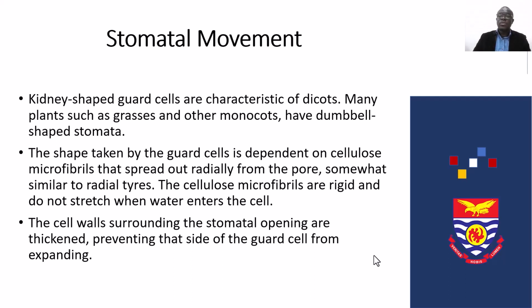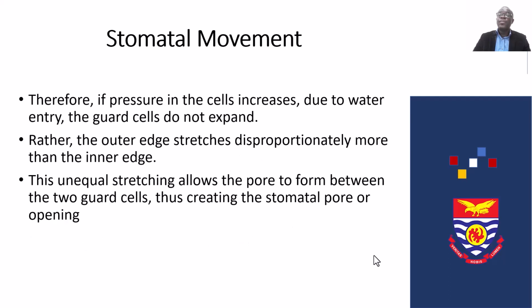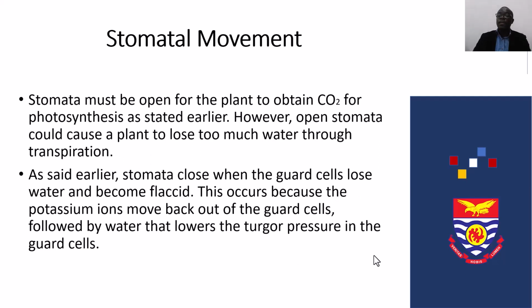The cell walls surrounding the stomatal opening are thickened, preventing that side of the guard cell from expanding. Therefore, if pressure in the cells increases due to water entry, the guard cells do not expand uniformly. Rather, the outer edge stretches disproportionately more than the inner edge. This unequal stretching allows the pore to form between the two guard cells, thus creating the stomatal pore or opening.